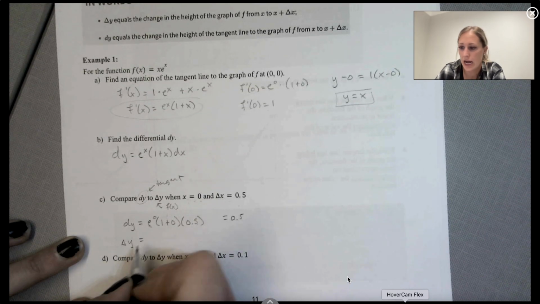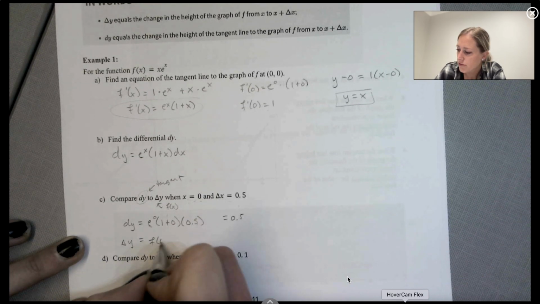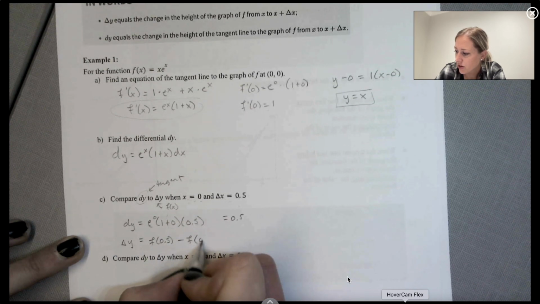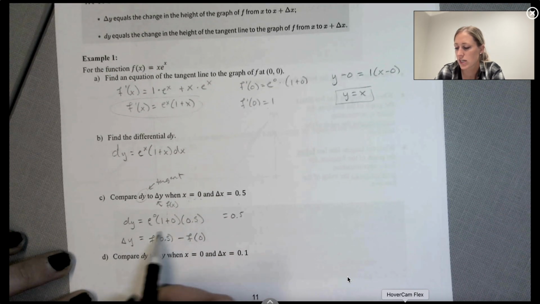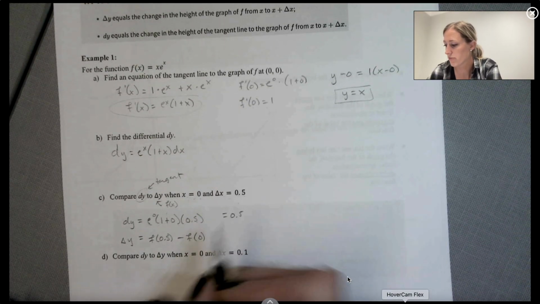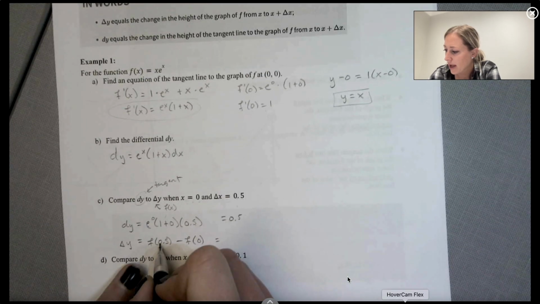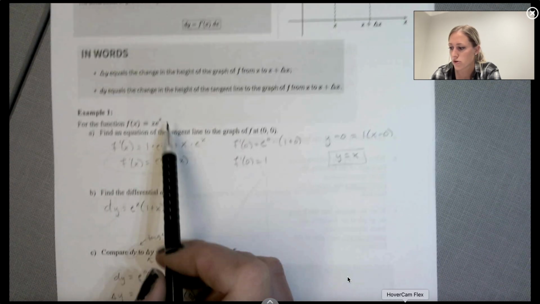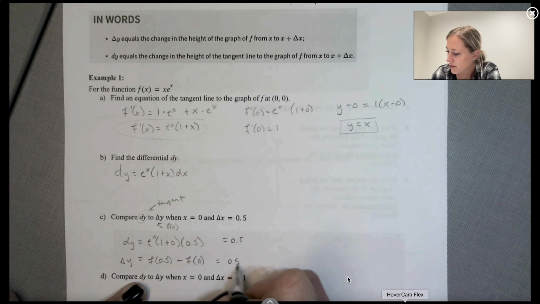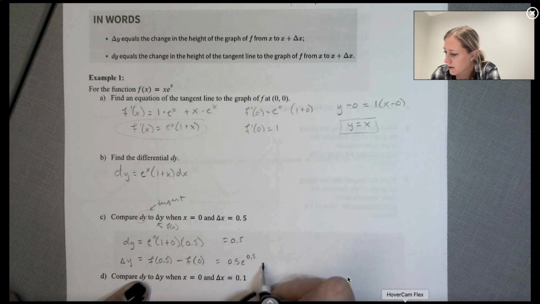So the change in y is f of 0.5 minus f of 0, right? So this is the second y value, this is the first y value, so that would give me the change in height for the actual function. So if I do that, f of 0.5, going back to my original function, I plug in 0.5, so I've got 0.5 times e to the 0.5, minus 0 times e to the 0.